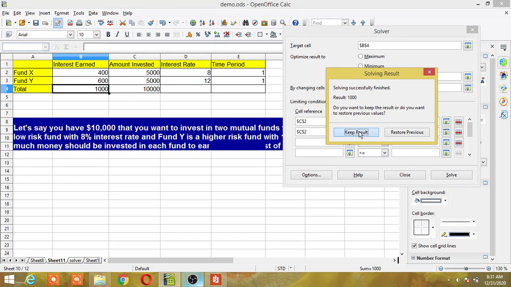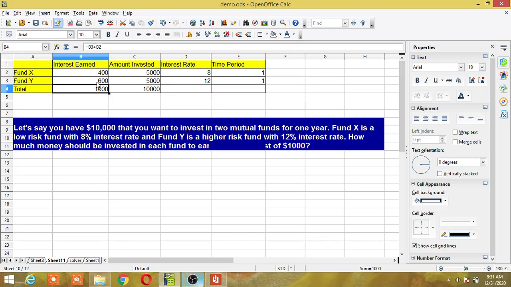I'll keep the result and now see. The interest earned for my X fund will be 400 and for Y it will be 600. That will make it 1000. And the amount I have to invest in X will be 5,000 as well as in Y it will be 5,000, so that I have 10,000 in my hand to invest. So this is the way you can use solver, and you can specify many conditions.